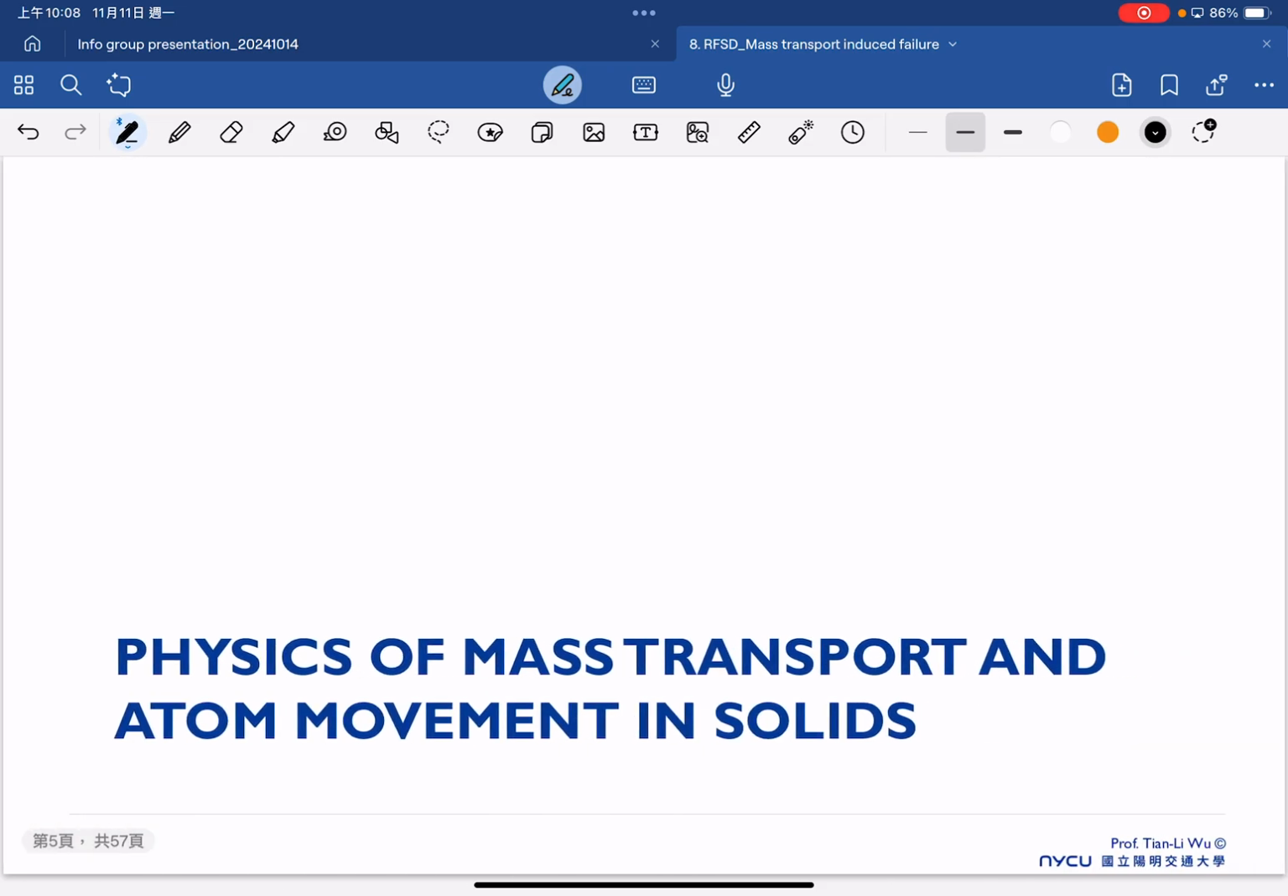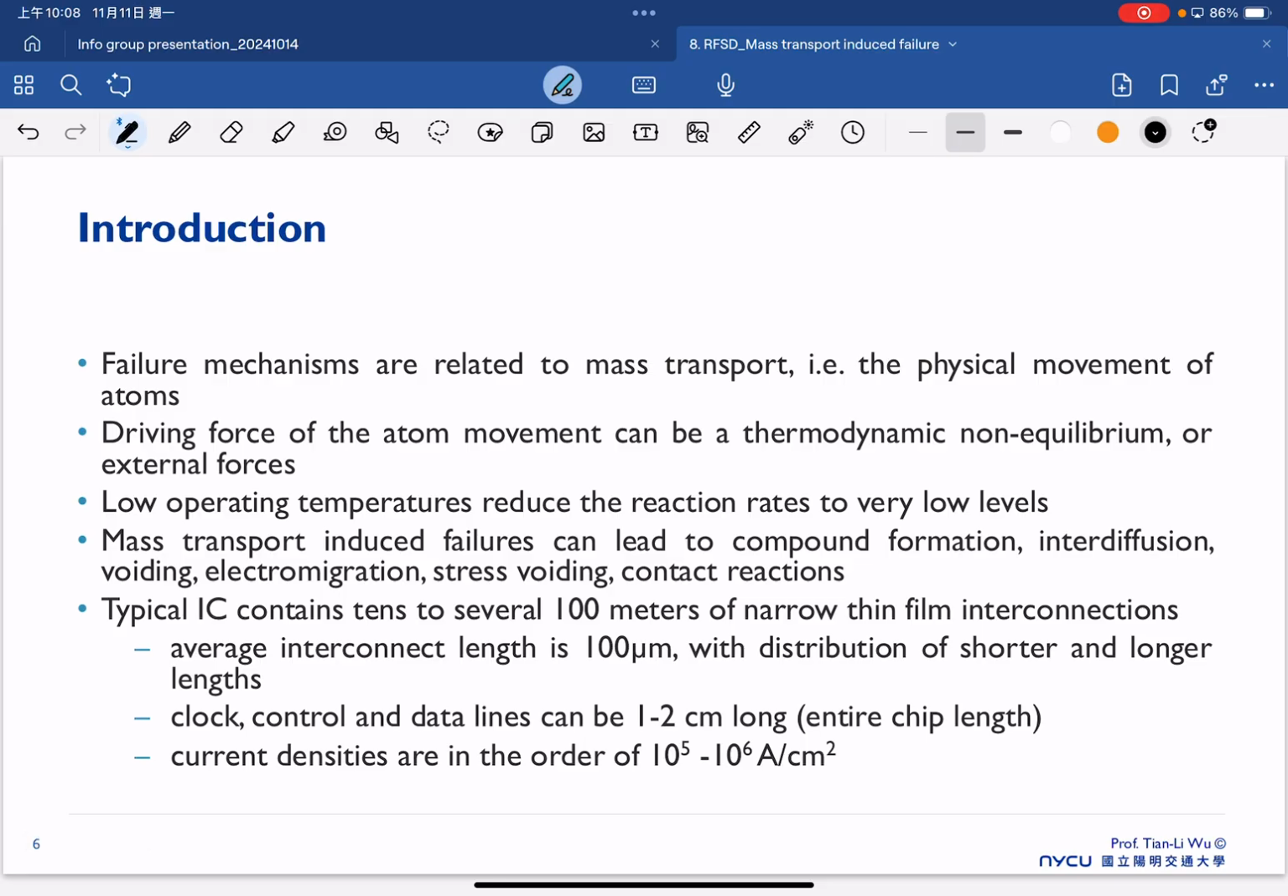Okay, so first let's go to the introduction to this failure mechanism. What we discuss here is the failure mechanism related to mass transport, which is the physical movement of the atoms. When we consider the driving force of the atom movement, it can be either due to thermodynamic non-equilibrium or some additional external forces. And lower operating temperature reduces the reaction to a very slow level. So that's why one of the possibilities to avoid this interconnection line related reliability issue is to lower the temperature, because we can highly reduce this reaction rate.